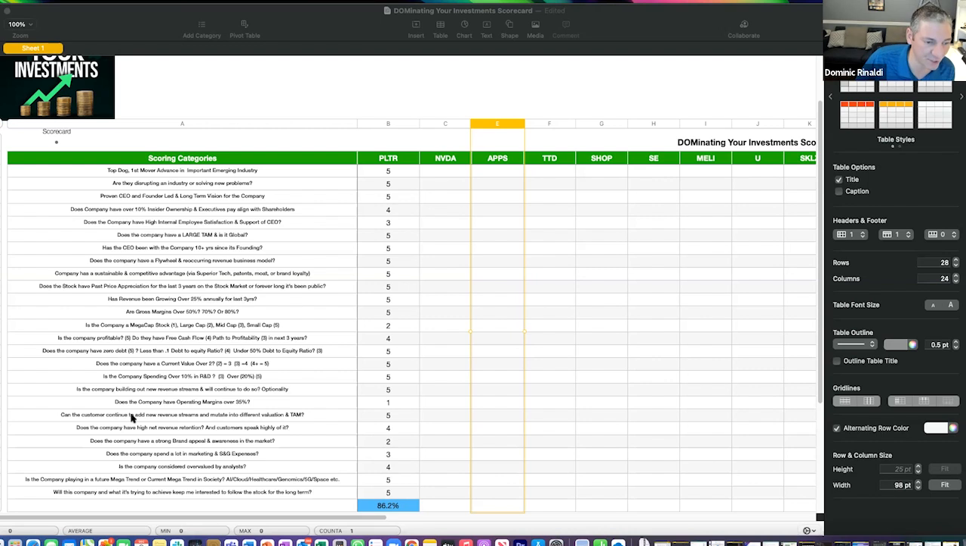Can the customer continue to add new revenue streams and mutate into different valuation and TAM? I think this is one of its biggest strengths, especially with becoming eventually a B2C type of environment, as well as their SPACs. I think that helping these startups and investing in them and getting shares and having Foundry give them that competitive advantage is going to pay off big. Even if not every SPAC is successful, I think it's going to really pay off.